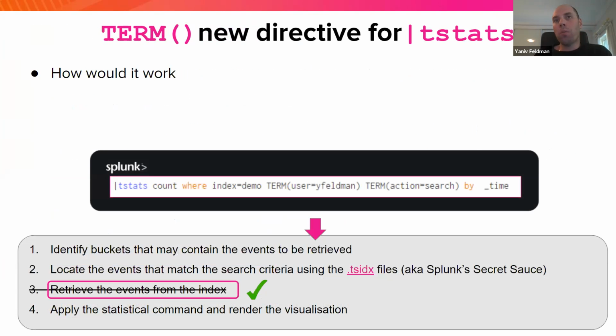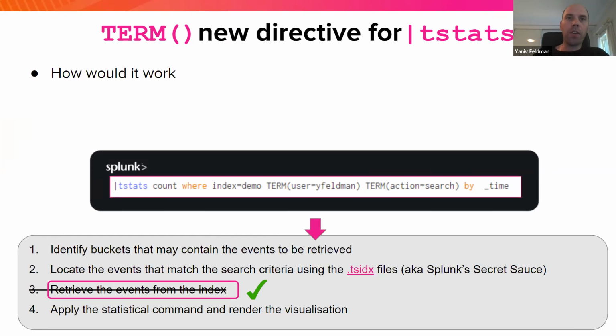So how does it basically go? Same flow. I'll run my tstats, Splunk will identify the buckets, and it will apply the search criteria, this time using the term directive. It won't go into the raw data, but will just straight away fetch the results and apply the statistical calculation.